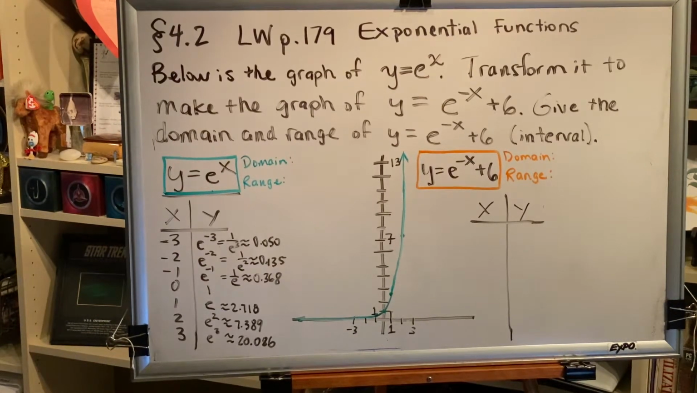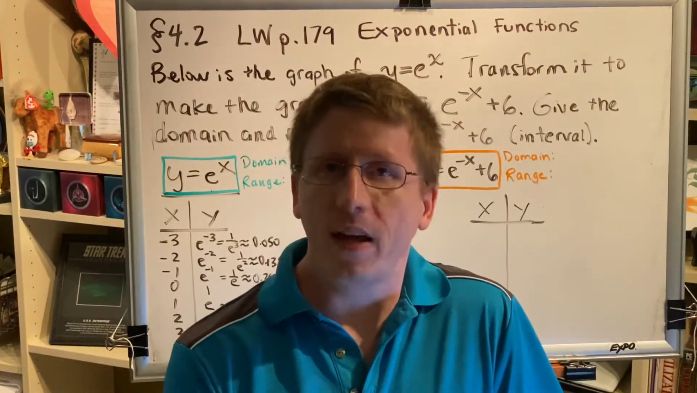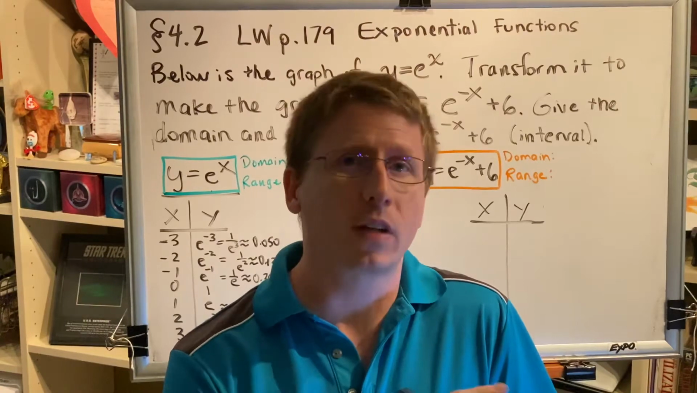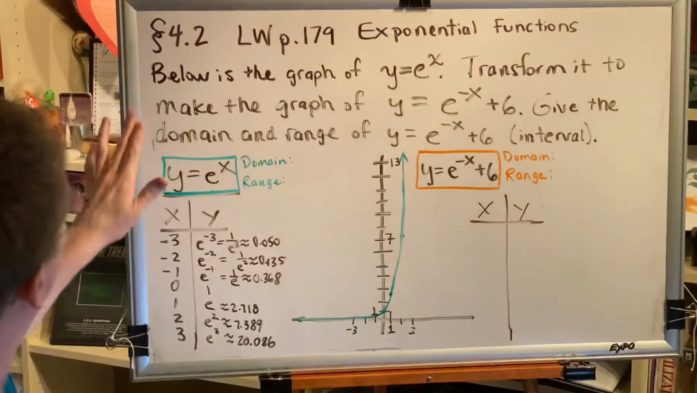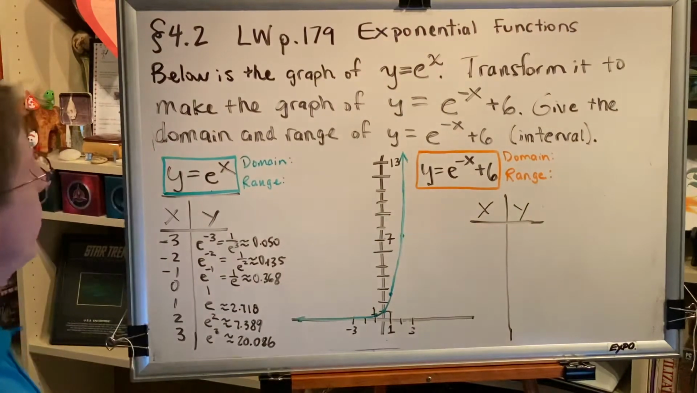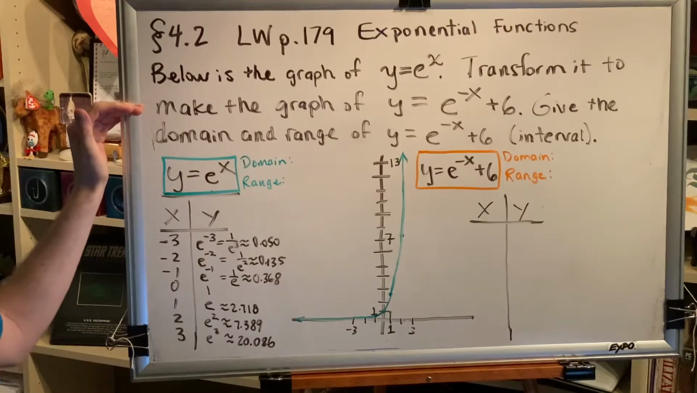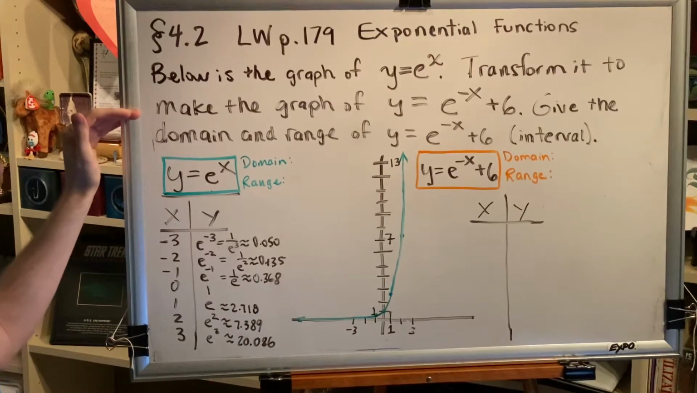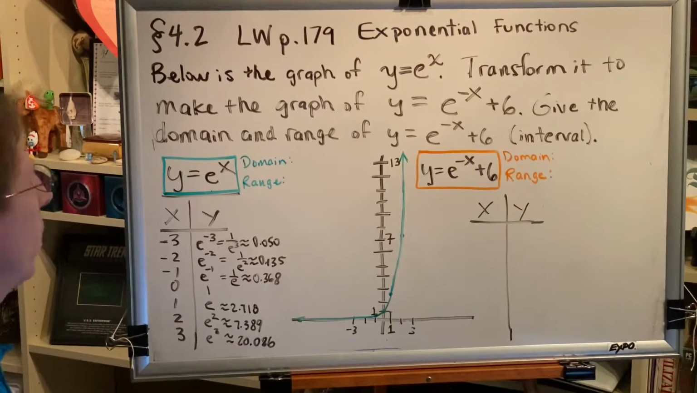Please open in your learning workbooks to page 179 as we solve some ALEKS problems involving the exponential function y equals e to the x, and specifically transformation of that function. Here's a problem. Below is the graph of y equals e to the x, shown here in green. Transform it to make the graph of y equals e to the negative x power plus 6. Give the domain and range of y equals e to the negative x power plus 6.